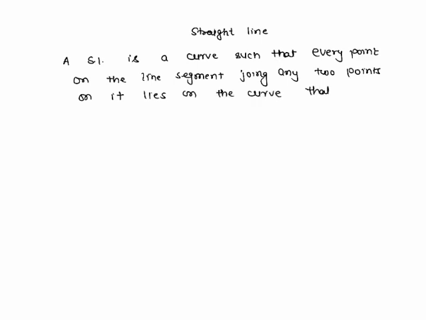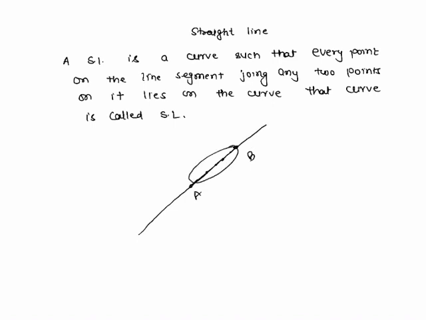That curve is called a straight line. Suppose I take 2 points A and B. Between A and B, this line segment, there are infinite points. So a curve passing through A and B, with all the points between A and B lying on this curve, is called a straight line.